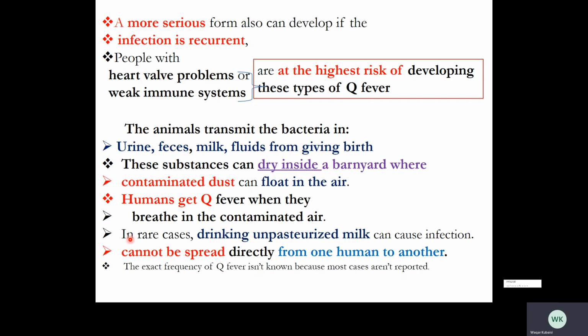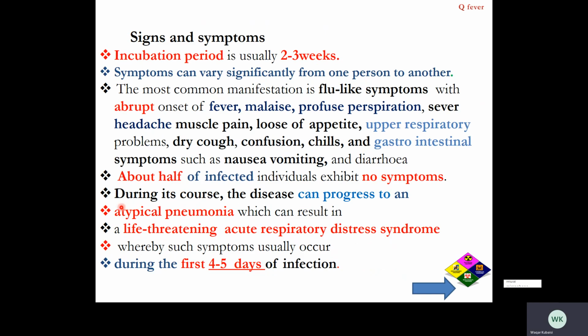It is not transmitted from man to man. Never transmitted, just like anthrax. It's a spore. Okay. Signs and symptoms, we will go very fast. The incubation period is 2 to 3 weeks.